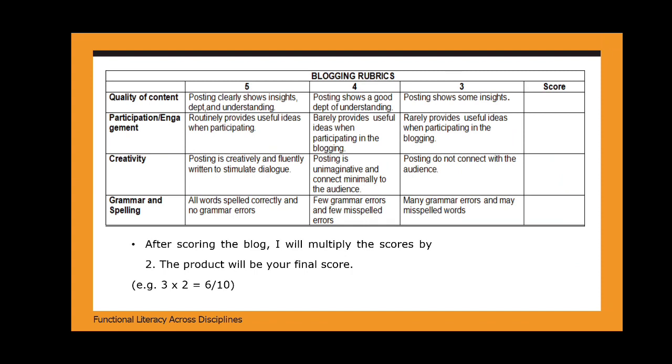Now, rubrics for this one. So we have 4: quality of content, participation and engagement, creativity, grammar, and spelling. Now it is 3 to 5. The lowest would be 1 point, and of course, the highest would be 5. Now, after scoring, I will multiply it by 2. And so the product will be your final score. So for example, you got 3, you multiply it by 2, that will be 6/10. Still passing.